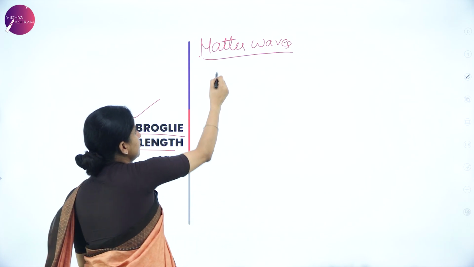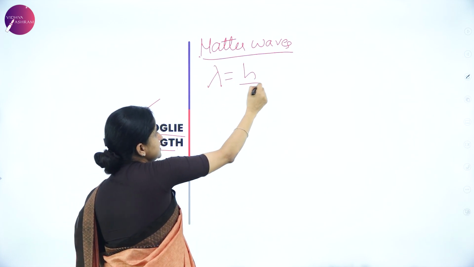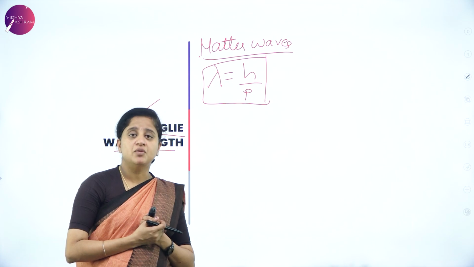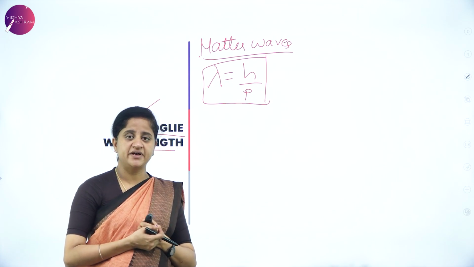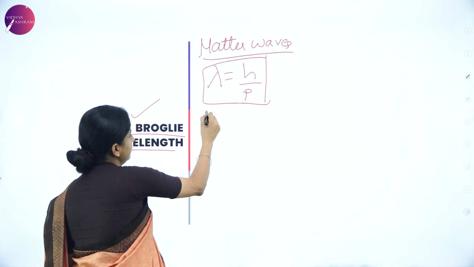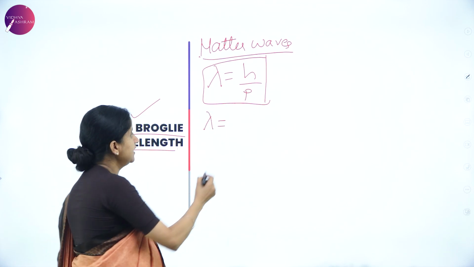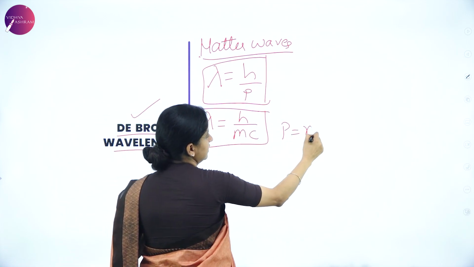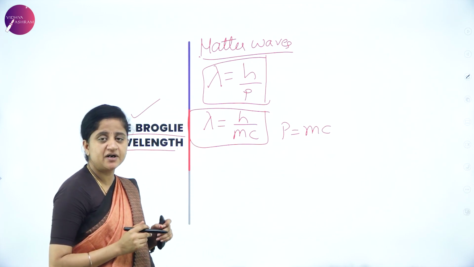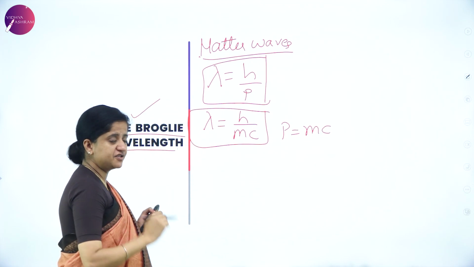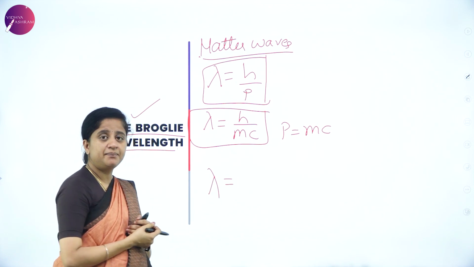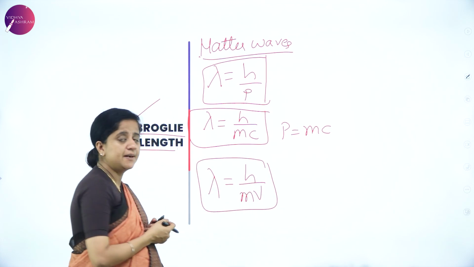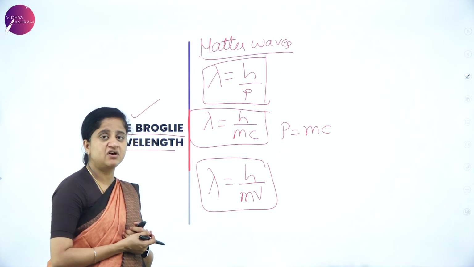So the expression for de Broglie wavelength is given by lambda is equal to h divided by P. What is this h? h is Planck's constant and P is the momentum, and lambda is the de Broglie wavelength. According to de Broglie, the wavelength for a photon is h divided by mc, where P is the momentum, equal to m into c, where m is the mass and c is the speed of light. For a particle, the de Broglie wavelength is h divided by mv, where h is Planck's constant, m is the mass of the particle and v is the velocity of the particle.